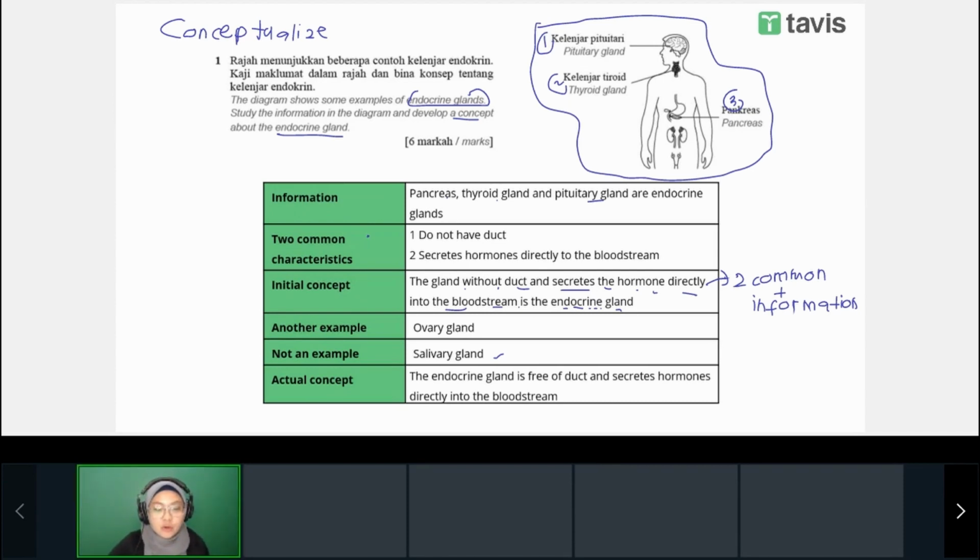Okay, the actual concept. Finally, about the actual concept. You can write the information plus the two common characteristics. Okay, it relates to the initial concept. It relates to each other. Okay, now we are done.